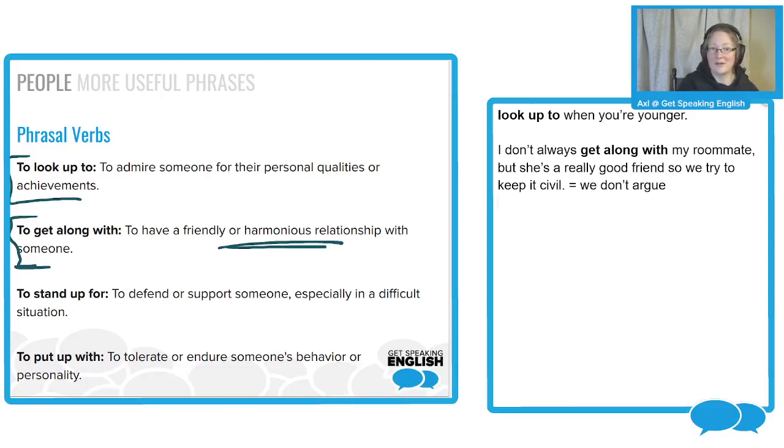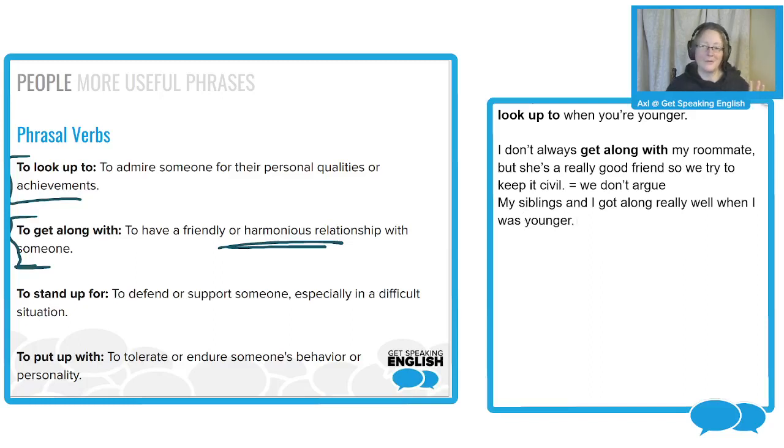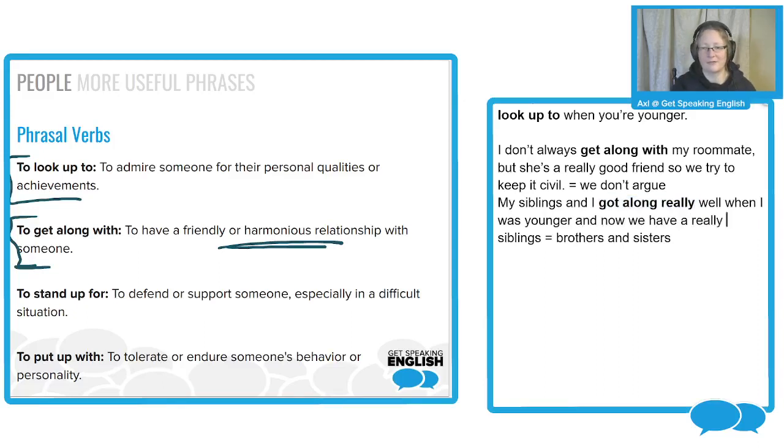Or maybe you get along with your siblings, for example. So my siblings and I got along really well when I was younger. So siblings, both your brothers and your sisters. So my siblings and I got along really well when I was younger, and now we have a really great relationship. Maybe something like that.